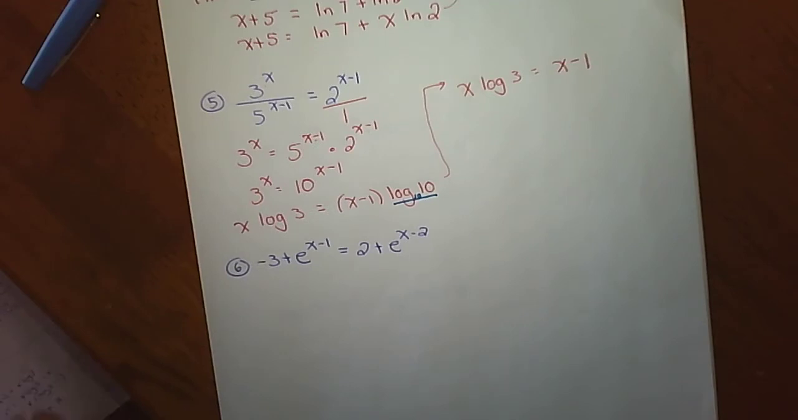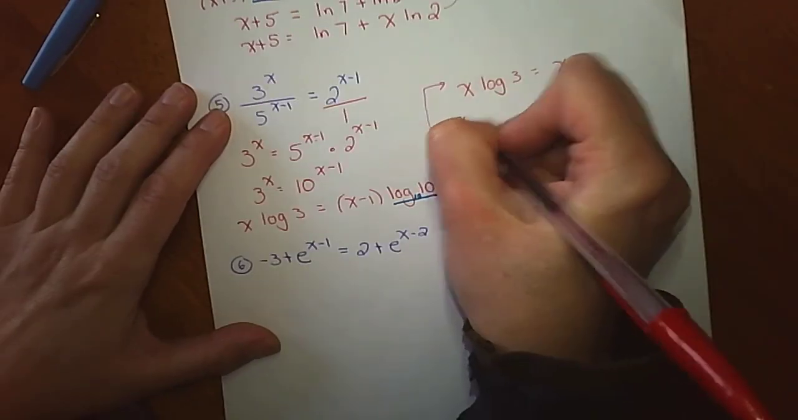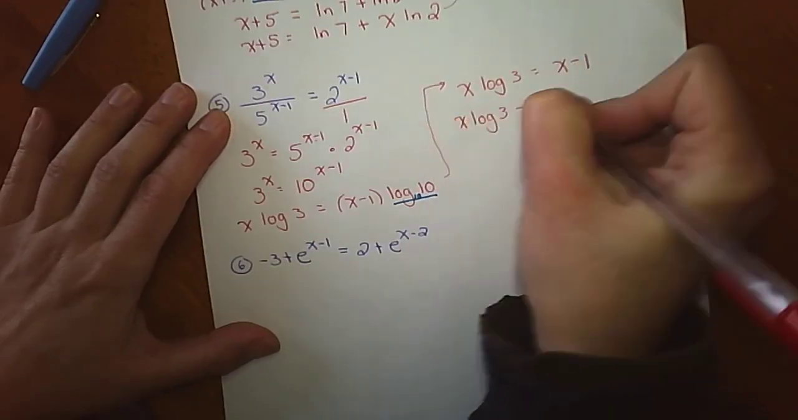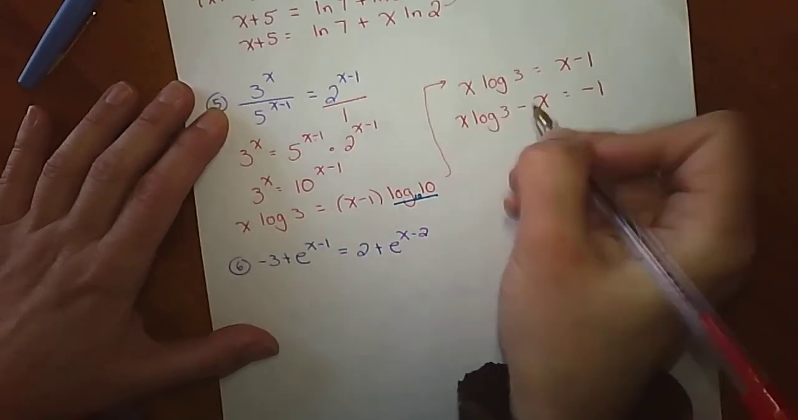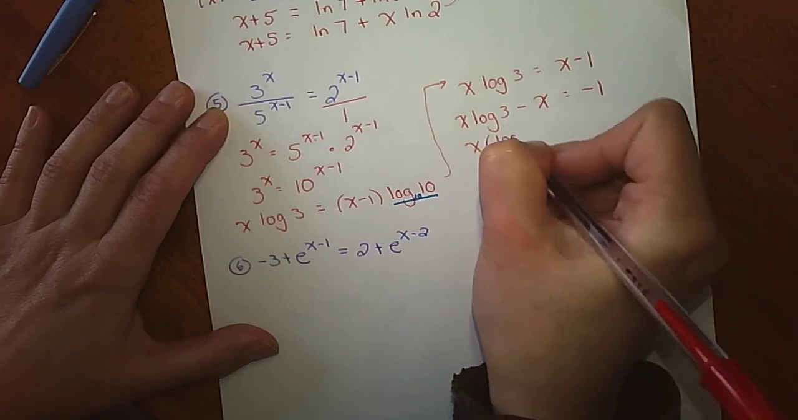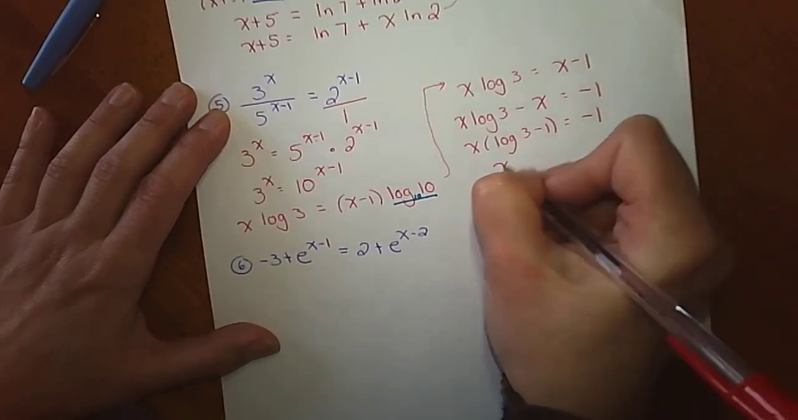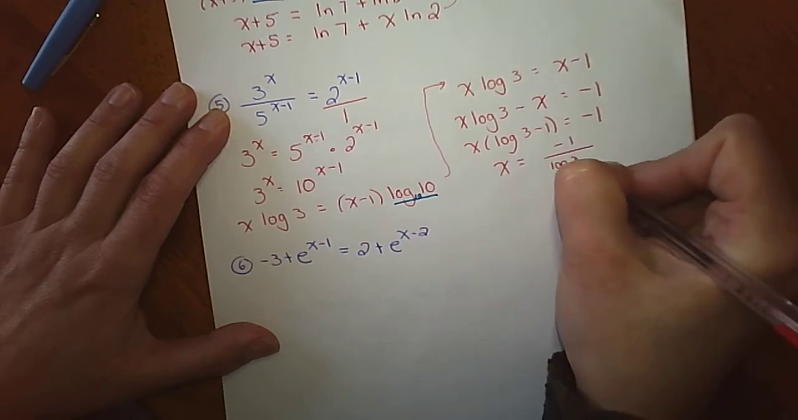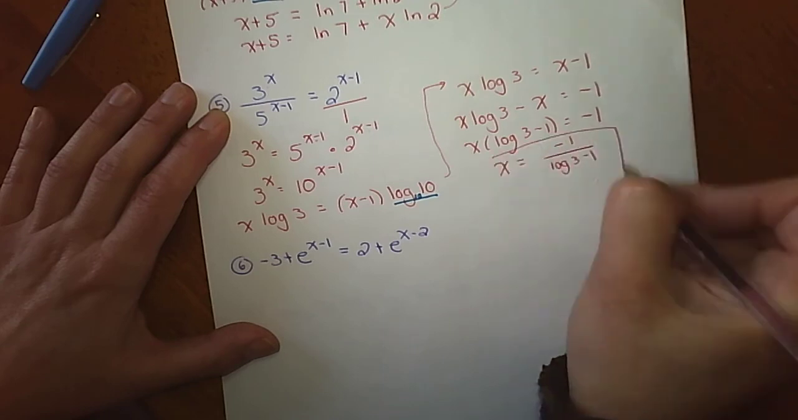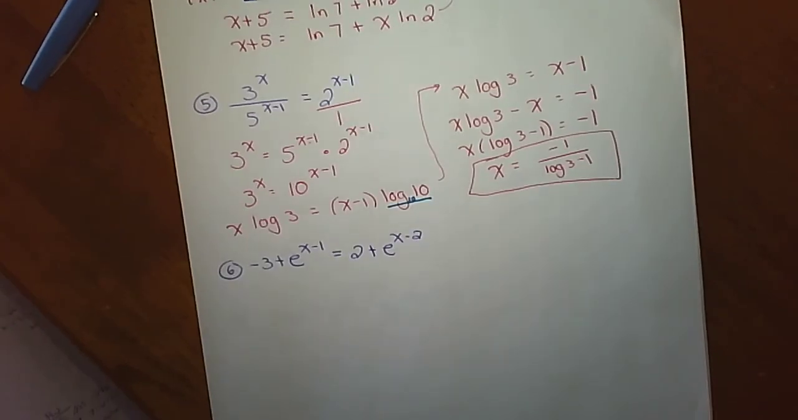Now, just like the last question, right, we're solving for x. So we want everything with x's in it on one side of the equal sign. So we subtract the x over. Now I can factor out the x. And then get x alone. So it's negative 1 over log 3 minus 1. Look at that. Interesting answers.